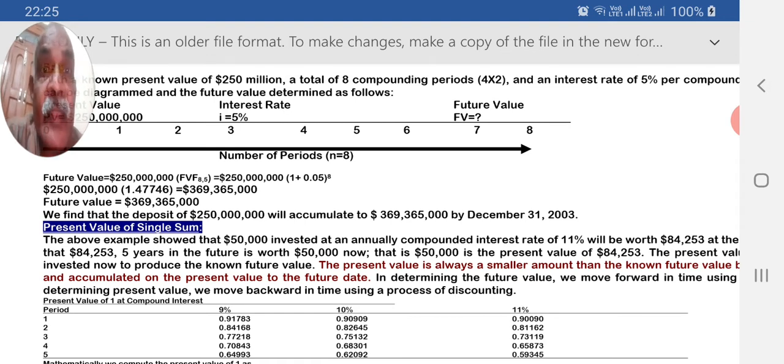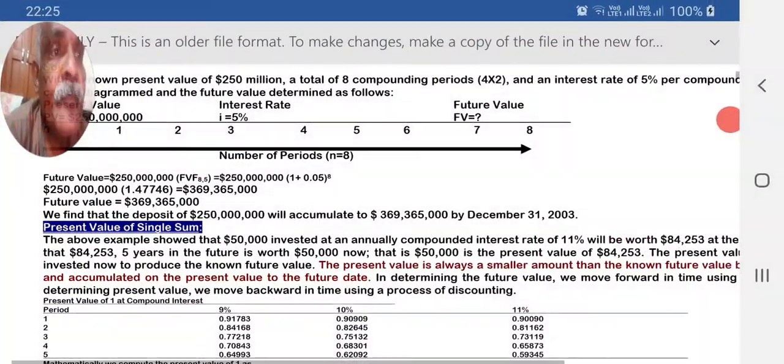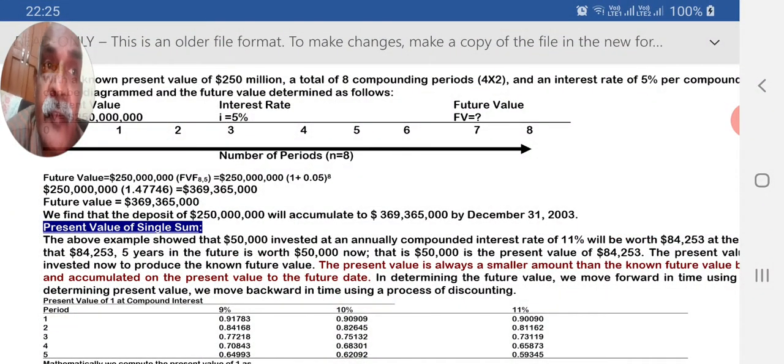So present value, again, what does it mean? Future value is known, but present value is not known. So now suppose 50,000 is invested at an annual compounding interest rate of 11%. What will be the future value? The future value is 84,253 rupees that you have calculated.